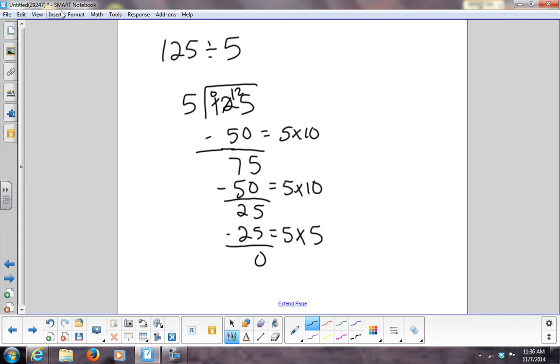Now what do I do? What did we do with partial products in multiplication?